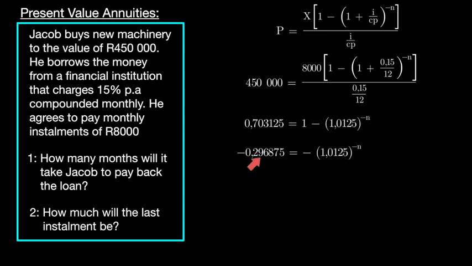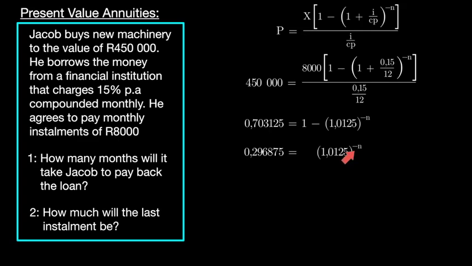We can only round off our final answer, and that is equal to negative, in brackets, 1.0125 to the power of minus n. So now this negative and negative we can basically divide or multiply with the negative all the way through, because this is an equation, and then we have 0.296875 is equal to 1.0125 in brackets to the power of negative n.